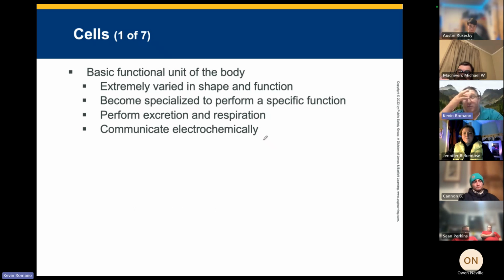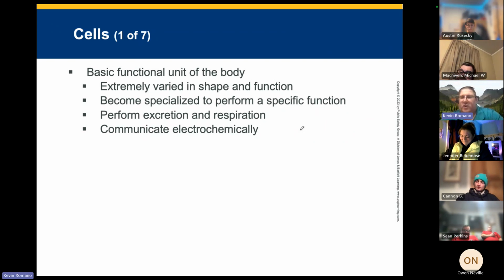So how many body systems do we have? Any ideas how many body systems we actually have? Take a guess. Someone jump in. A little bit higher, right? There's 11 different systems. 11 different systems within the body, right?